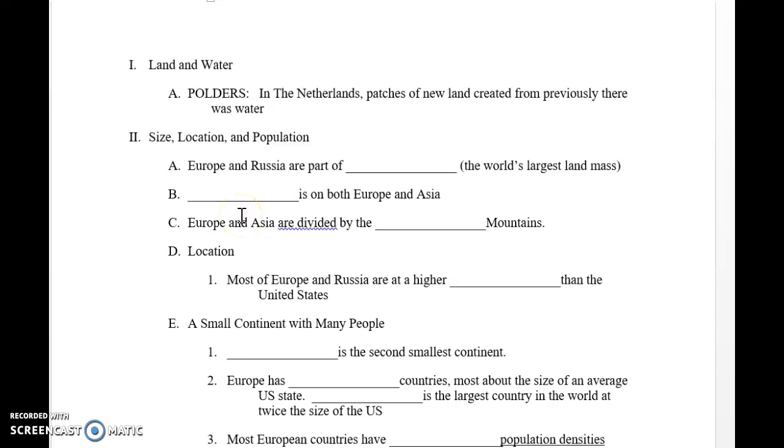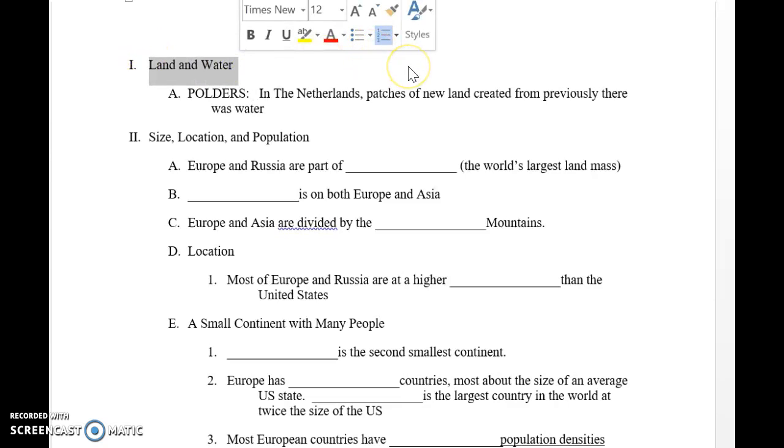Chapter 6, Lesson 1 is on the geography of Europe and Russia. And land and water is the beginning topic for us. They will talk about the land of Europe and Russia, and then they'll talk about the water features. This is the main heading of the section.